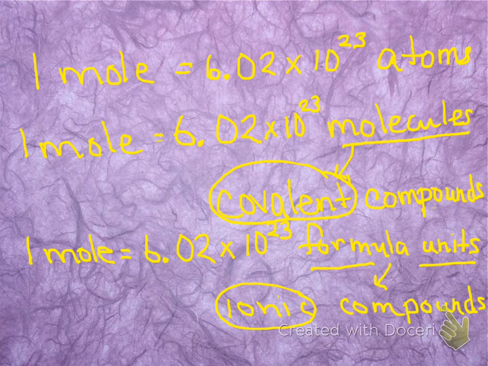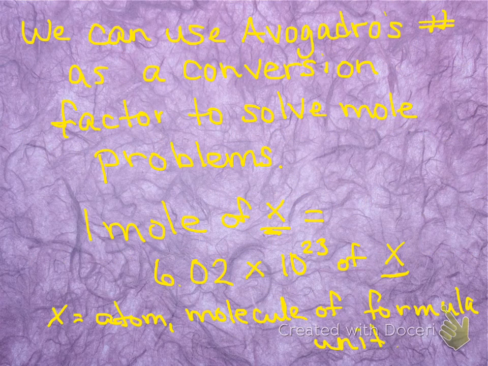There's a different terminology we use for covalent compounds and ionic compounds. If I'm talking about a mole of covalent compounds, I'm going to say I have 6.02 times 10 to the 23rd molecules. And if I'm talking about ionic compounds, I'm going to say I have 6.02 times 10 to the 23rd formula units. So formula units are what we use for ionic compounds. But whatever I'm talking about, if I have a mole of that substance, I have Avogadro's number of that substance.